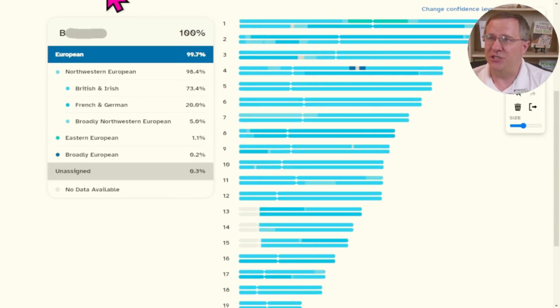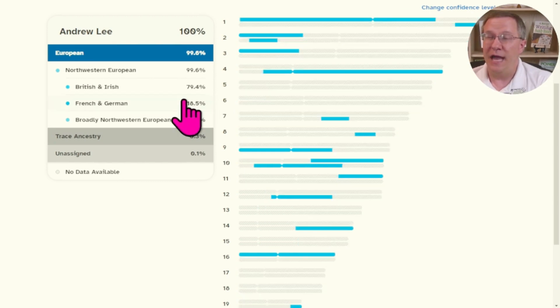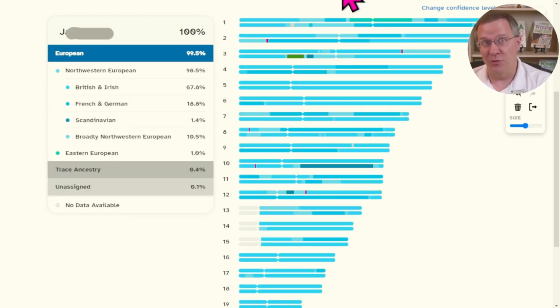For instance, let's start and just take a look at the percentages over here. We can see British Irish. My oldest brother is 73%. My next oldest brother is only 57.6%. That's actually quite a bit of difference. I am 79%, the most British Irish of them. And my younger brother is 67.8%. So we vary between 57% and 79%. That's 22% difference overall between the most and the least.